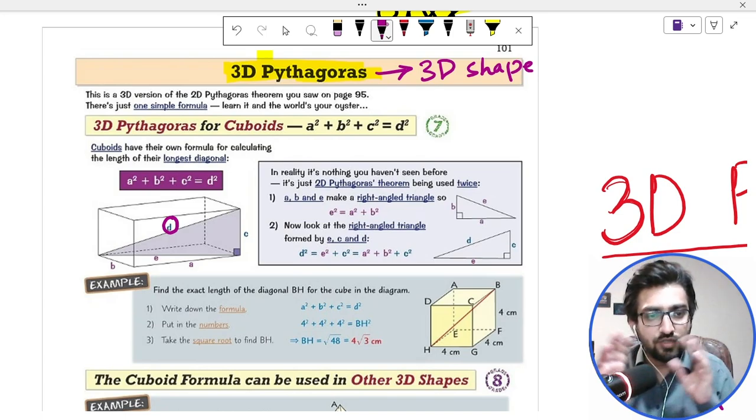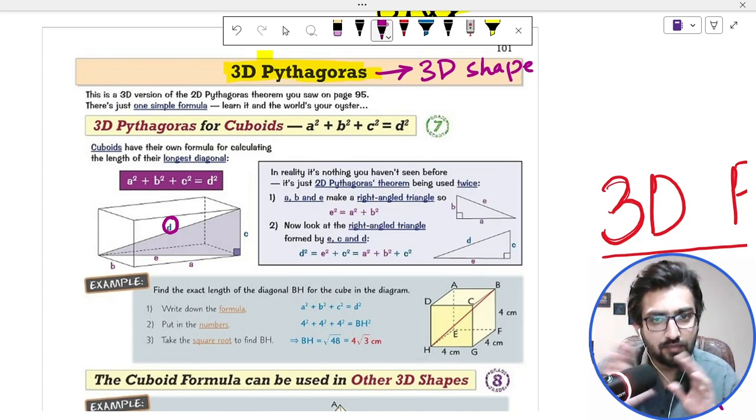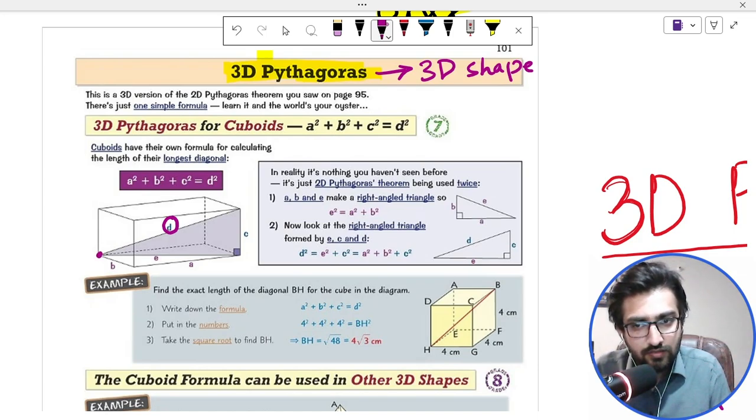This is a three-dimensional box. You can think of it like a box, a shoe box or anything. This is one corner, that is the top corner. From the bottom corner to the top corner, this is the line, and we want to find out D, the length between this corner and that corner.